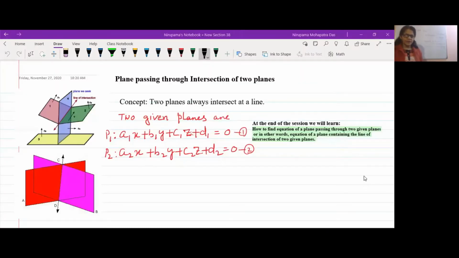As I said, we are going to study the intersection of two planes. At the end of the session, we will learn how to find the equation of a plane passing through two given planes, or in other words, the equation of a plane containing the line of intersection of two given planes. So what did I say? Line of intersection of two given planes, right?